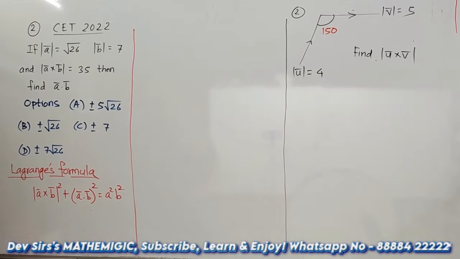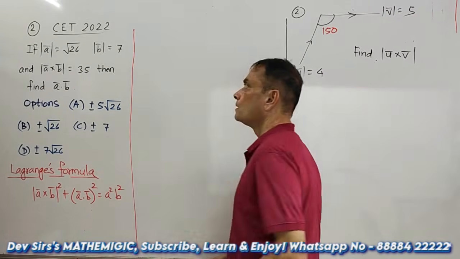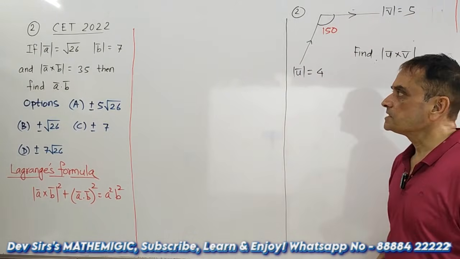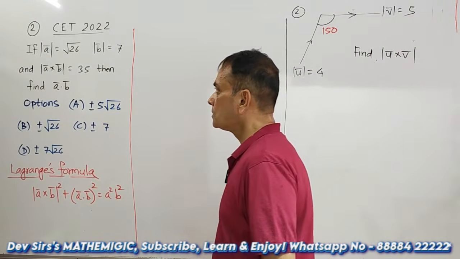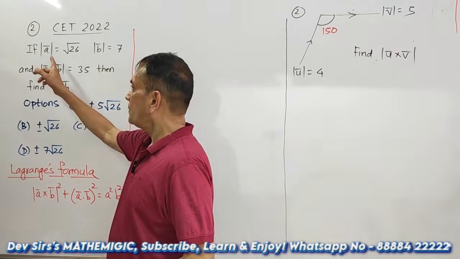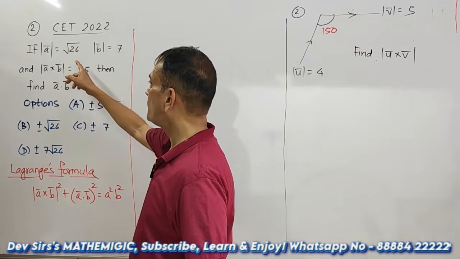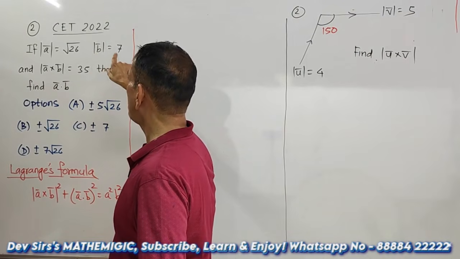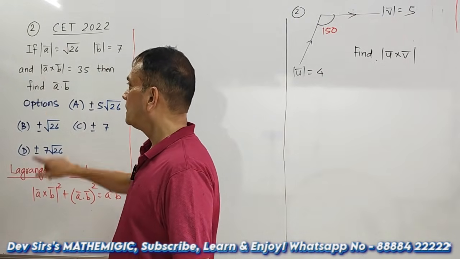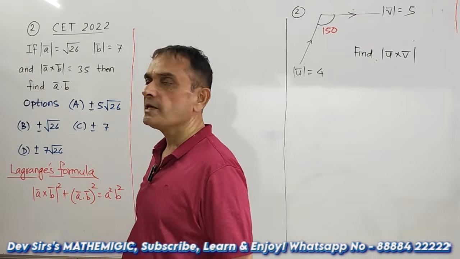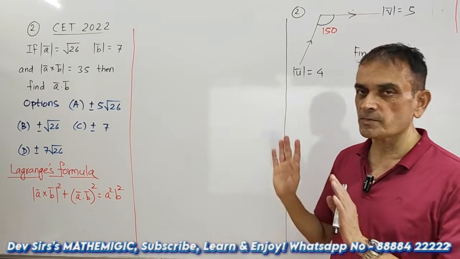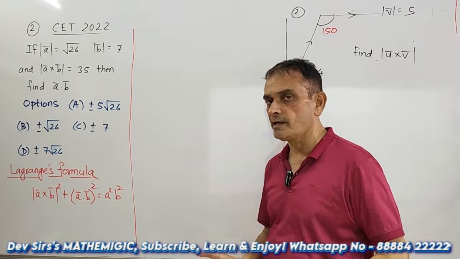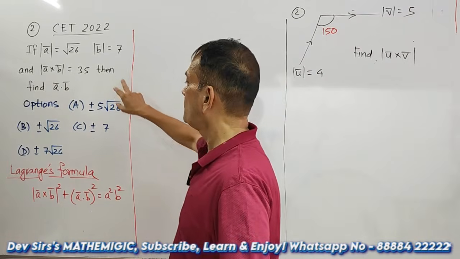Okay. Let us go to the second sum now. CET 2022. Magnitude of vector A bar is √26. Magnitude of vector B bar is 7. Magnitude of A cross B is equal to 35. Directly the magnitude of A cross B is given. A cross B is not given, the magnitude is given.